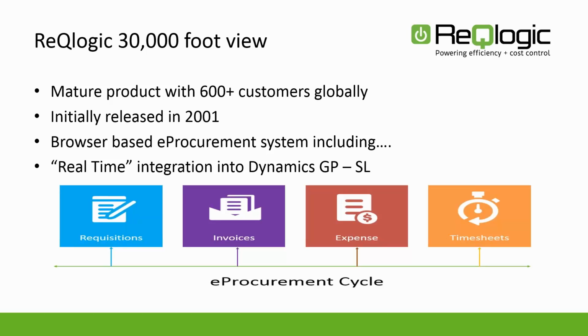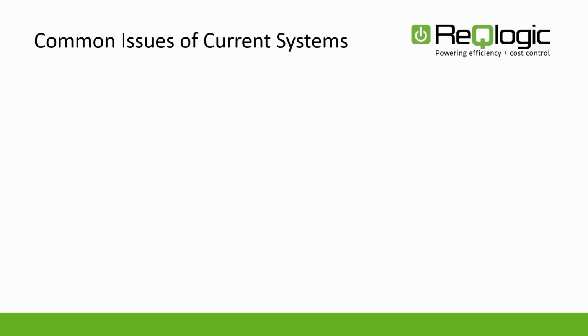Our system is comprised of these four different segments: requisitions, invoicing, expenses, and timesheets. Today, due to time limitation, I will focus on the eProcurement requisition through invoicing process. If you would like to see additional functionality of expense and/or time entry, you can definitely contact Turnkey, let Kayla know, and we can set up a personal demo of those things.